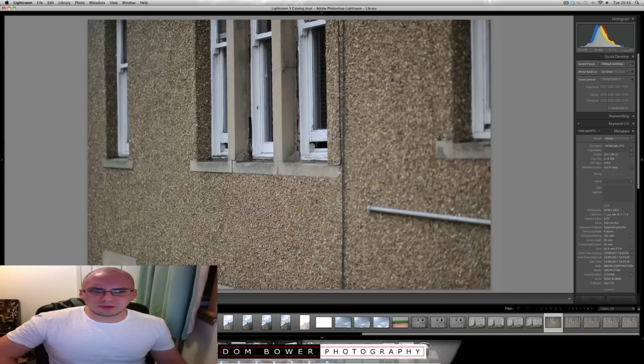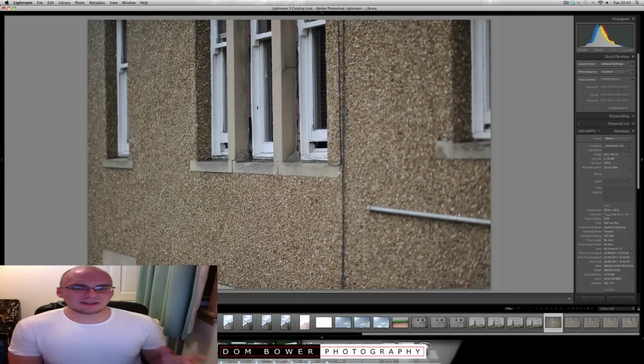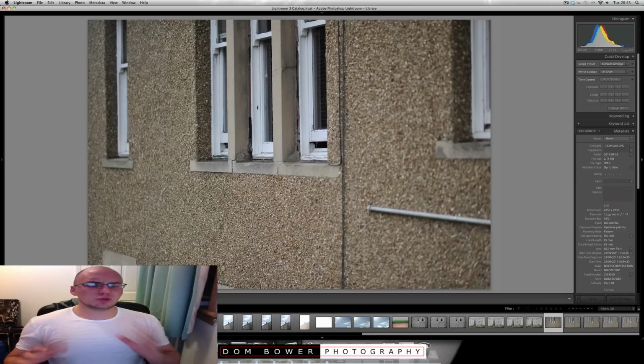Oh, just beautiful mush. But I really like the vignette, the natural lens vignette that you get. And you've got to remember, again, this is on a full frame camera, where you usually get a lot of vignetting. So yeah, very impressed.